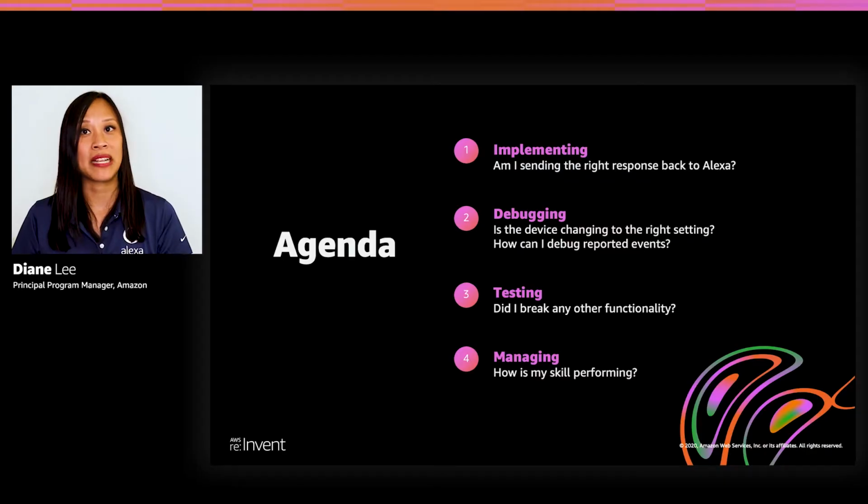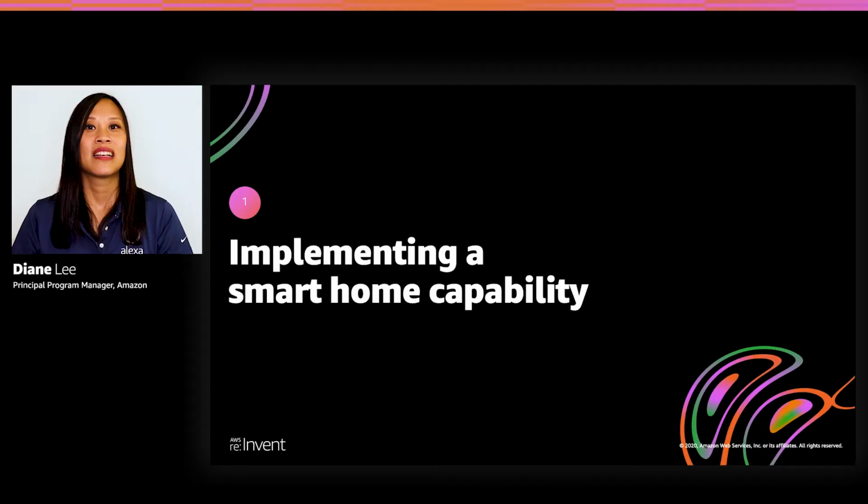So through the session, we're going to walk through implementation of color controller to see if Lighthouse Inc. is sending the right response back to Alexa. We're going to walk Lighthouse Inc. through debugging to check if the device is changing to the right settings, and walk them through debugging the reported events they're sending to Alexa. We'll then walk Lighthouse Inc. through testing to see if they broke any other functionality. And lastly, we'll help Lighthouse Inc. manage and see how their skill is performing. So let's start with helping Lighthouse Inc. implement the Smart Home Capability Color Controller.